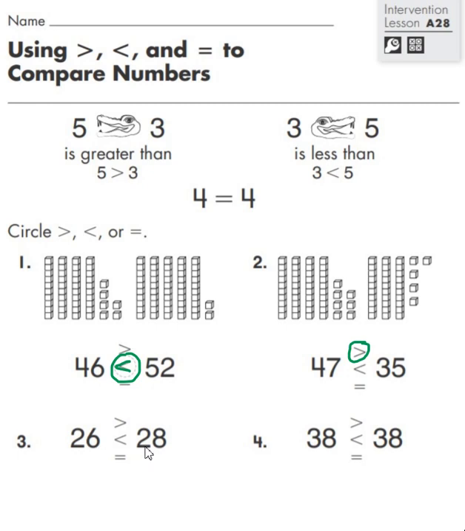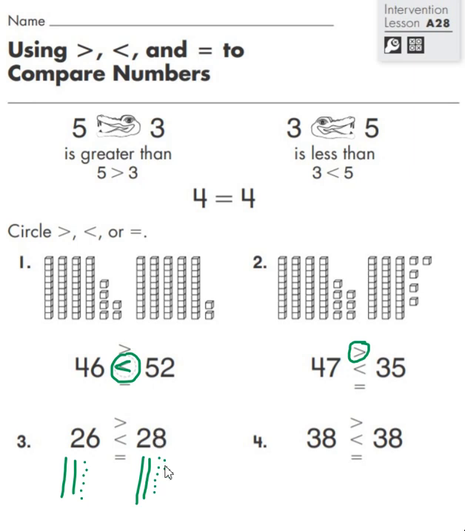Let's check out 26 and 28. Now, if I drew those in place value blocks, 1, 2, 3, 4, 5, 6 1s, and 1, 2 10s, 1, 2, 3, 4, 5, 6, 7, 8. Here, the number of 10s on both of those numbers is the same. They both have 2 10s. Now I have to look to the 1s place. This number only has 6 1s, and this number has 8 1s.